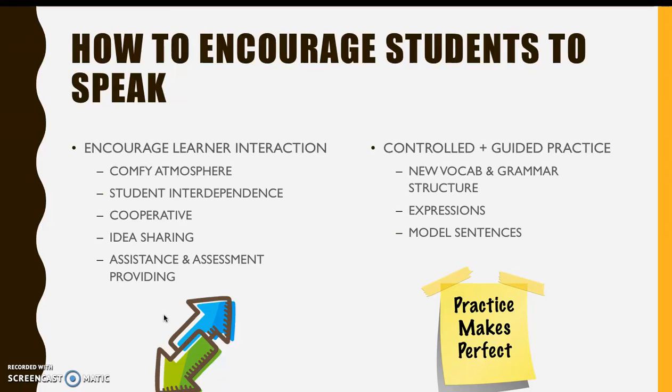Controlled and guided practice. Now this is crucial because free speaking activities and guided activities are very different. However, they encourage practicing various skills. Always review new vocabulary or grammar structure that you want to make sure is included in the activity. Review some expressions, and always model some sentences.